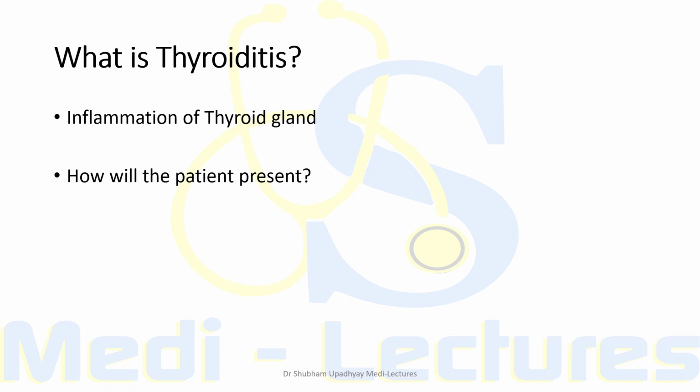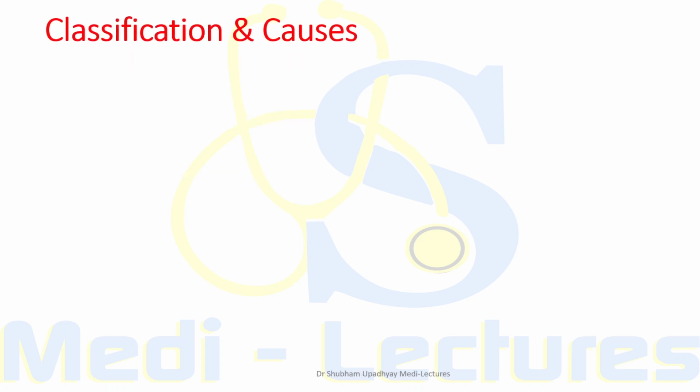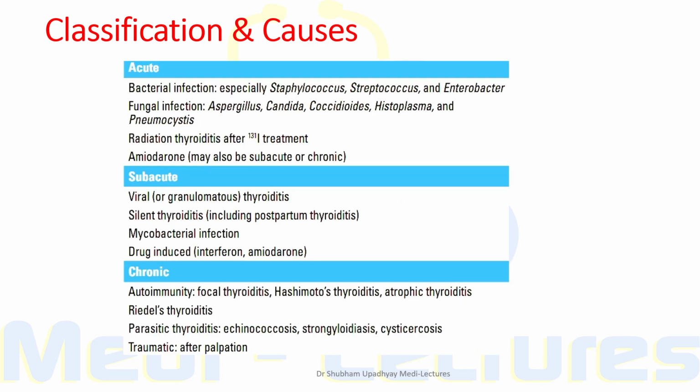When we consider the classification of thyroiditis, it is based on the onset and duration of the disease. So we will discuss various causes as per the onset of thyroiditis. It can be acute when the onset is within days, subacute when the onset is within weeks and the disease lasts for up to months, and chronic thyroiditis is the one which lasts for months to years.